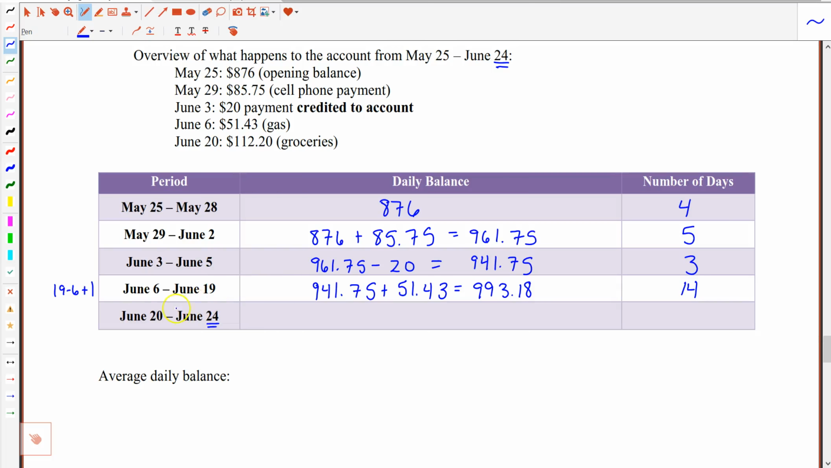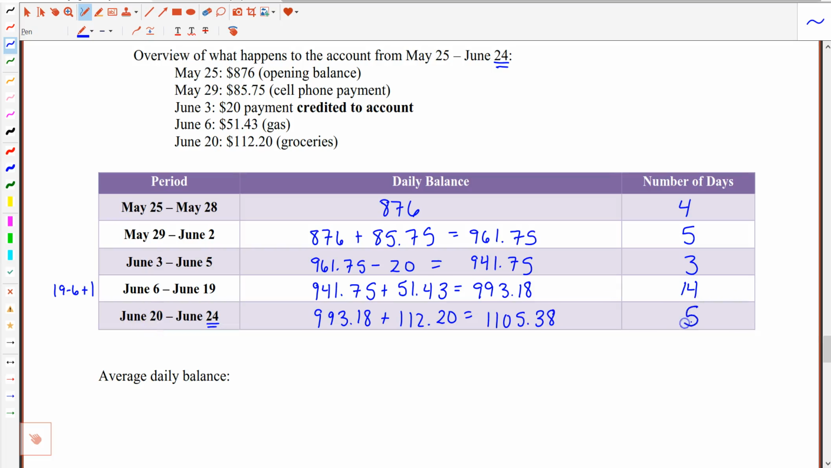Okay, so then finally on June 20th, groceries were purchased, so the account was sitting at $993.18. I'm going to now add to my overall balance that I would owe of $112.20. So now the overall balance is at $1105.38. And it's going to sit at that amount until the cycle closes on the 24th. So I've got June 20th, 21st, 22nd, 23rd, and 24th.